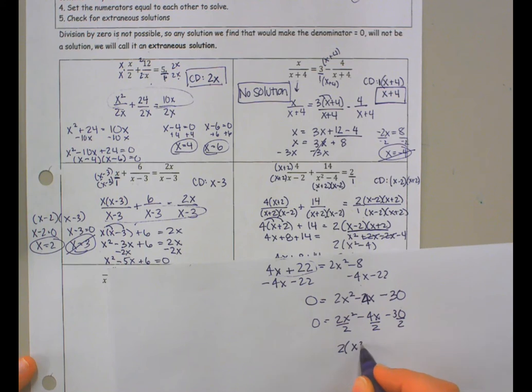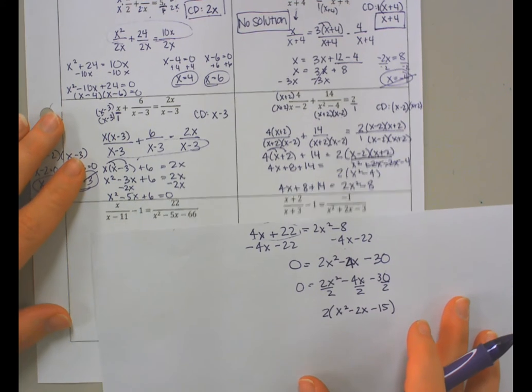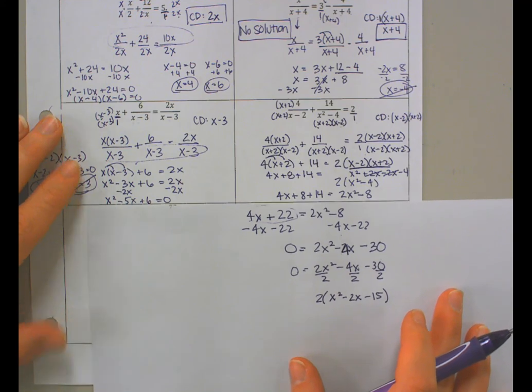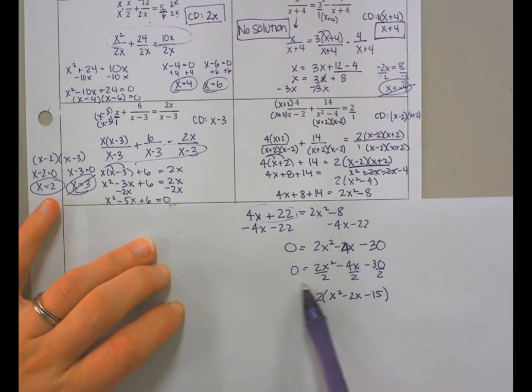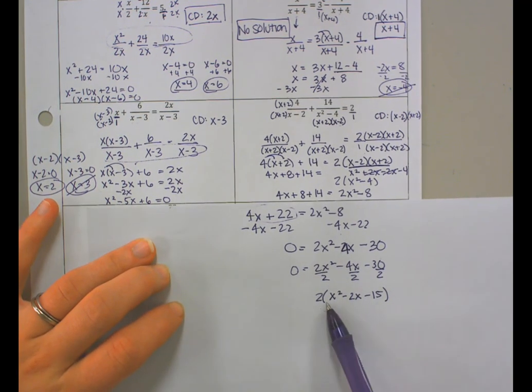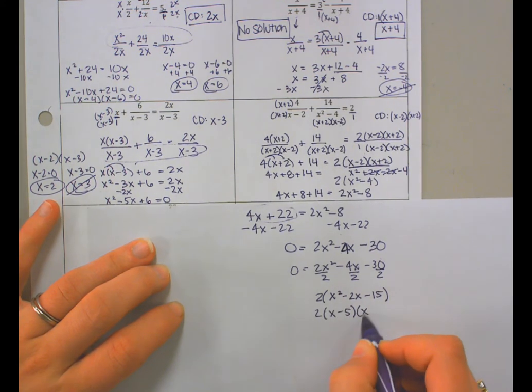So then I have x squared minus 2x minus 15, which is much easier to factor when I divide out that 2. So we always want to look to see if a GCF will divide out to simplify our problem. So then factoring x squared minus 2x minus 15 would be x minus 5 times x plus 3.